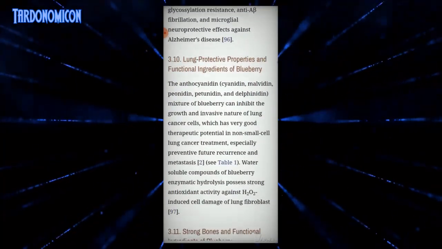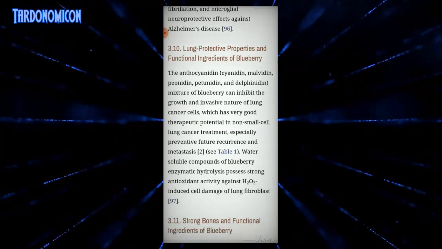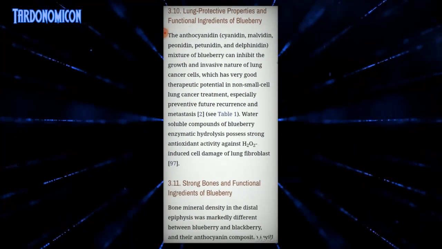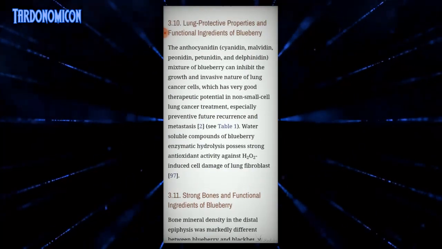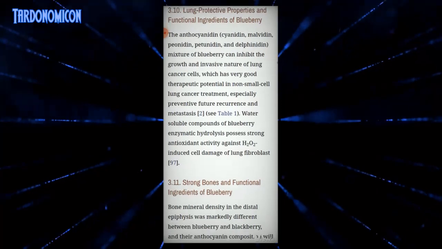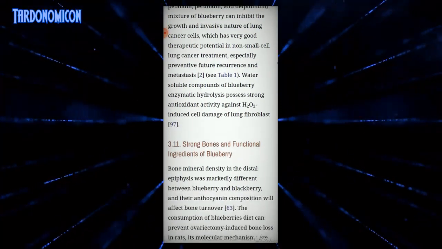Lung protective properties. The anthocyanidin mixture of blueberry can inhibit the growth and invasive nature of lung cancer cells. So it helps stop lung cancer from spreading, which has very good therapeutic potential in small cell.